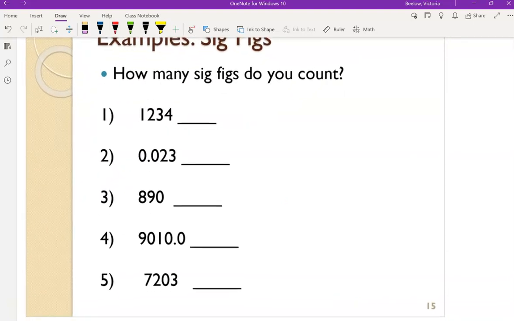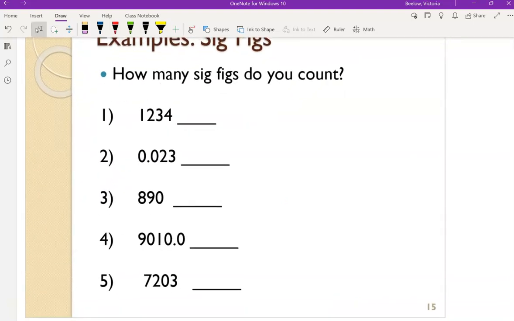Alright, so number 1. I can see that there's no decimal present, so I'm just going to write A for absent or Atlantic. That means if this number is the United States, I'm going to start on this side and move towards that number. The first number that I come across that is not a 0, I'm going to count as significant, and everything else after it as significant.